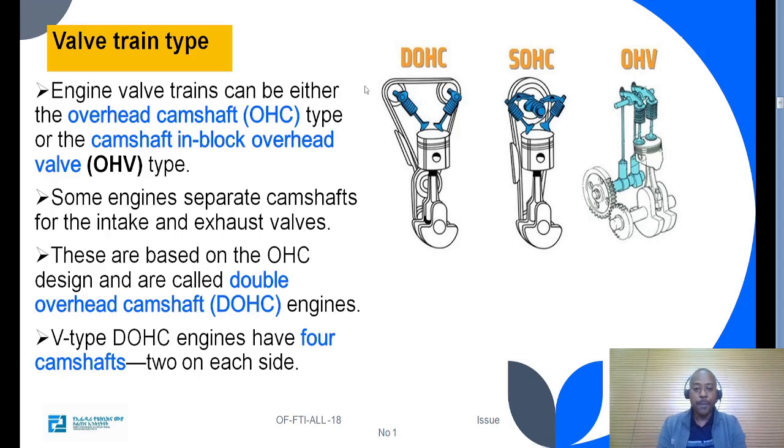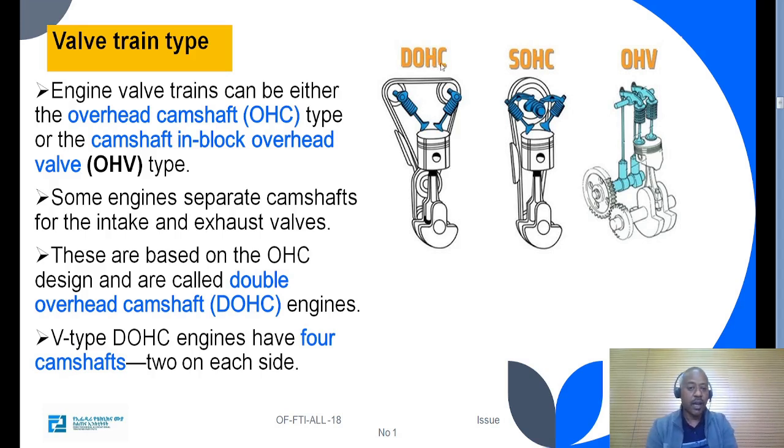Valve train type. Engine valve trains can be either the overhead camshaft type or the camshaft-in-block overhead valve type. Some engines have separate camshafts for the intake and exhaust valves. These are based on the overhead cam design and are called double overhead camshaft engines. V-type double overhead camshaft engines have 4 camshafts, 2 on each side.